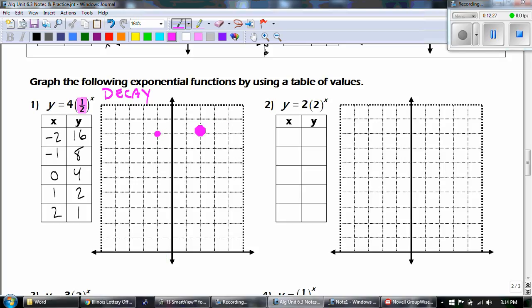Okay? So doing decay, at -2, I'm at 16, -1, I'm at 8. At 0, I'm at 4. At 1, I'm at 2. And at 2, I'm at 1. And then as I graph that, I just get closer and closer to the x-axis. Okay? So -2, -1, 0, 1, and 2.